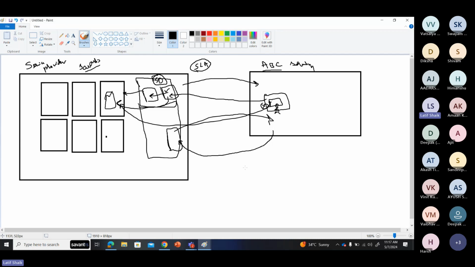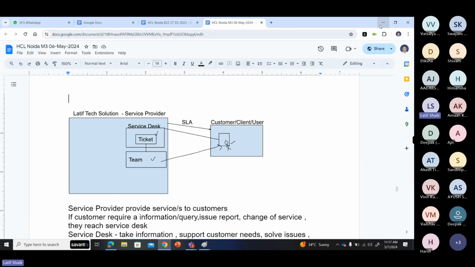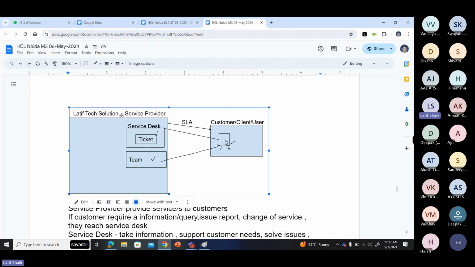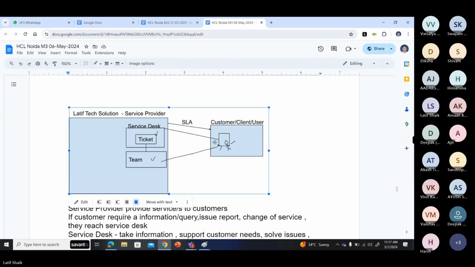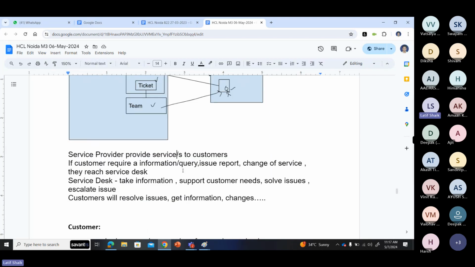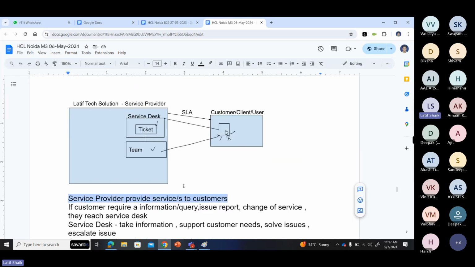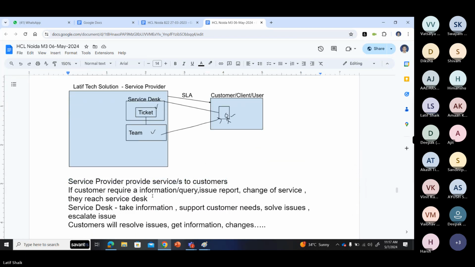Okay, this is what happened in the organizations. Here I put an organization, there is a service desk. So there is a customer, and the customer got an issue. Here I have written it easily: the service provider provided service, or services, to the customer.